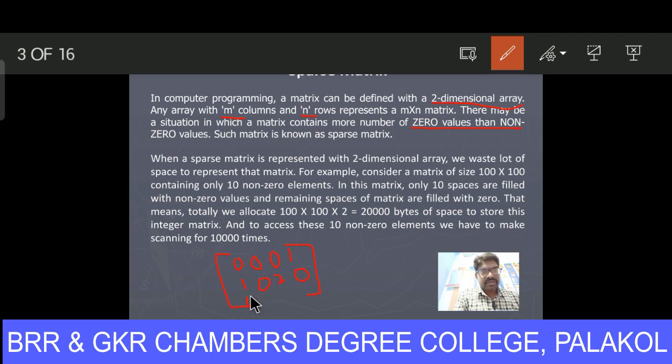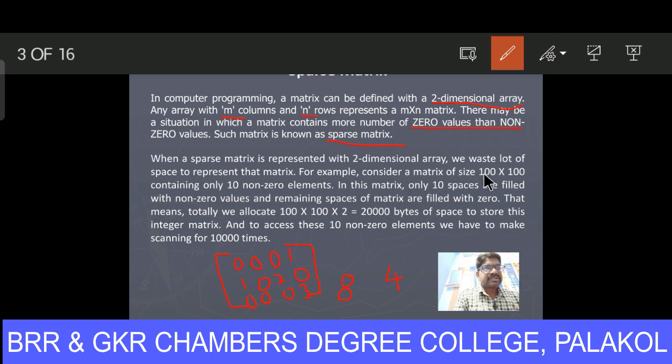For example, 0, 0, 0, 3. In this row there are 3 zero values. In this matrix the total number of non-zero values is 4, but the zero values are 3 plus 5, that is 8. So the zero values are 8 and the non-zero values only 4. In this representation, a lot of memory is wasted. That's why the sparse matrix is preferred. A situation in which the matrix contains more zero values than non-zero values, such a matrix is known as a sparse matrix. When a sparse matrix is represented with a two-dimensional array, we waste a lot of space, because it contains many more zero values than non-zero values.